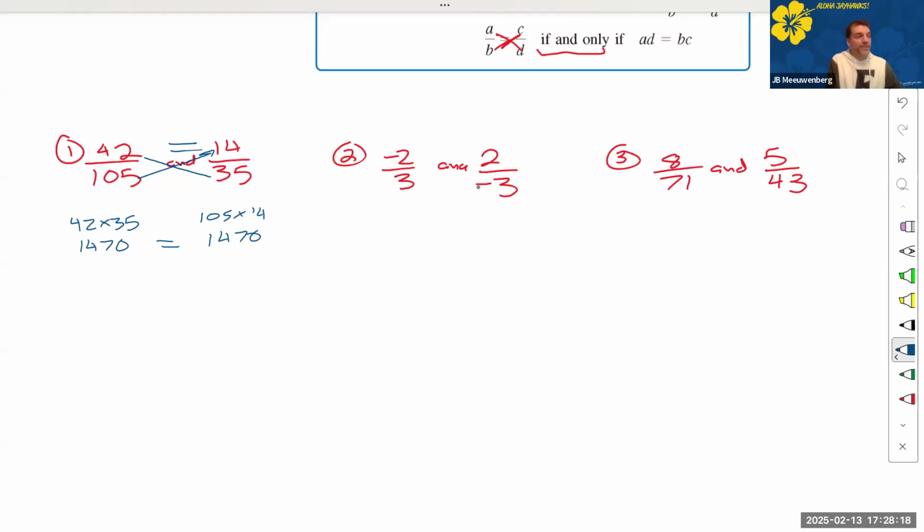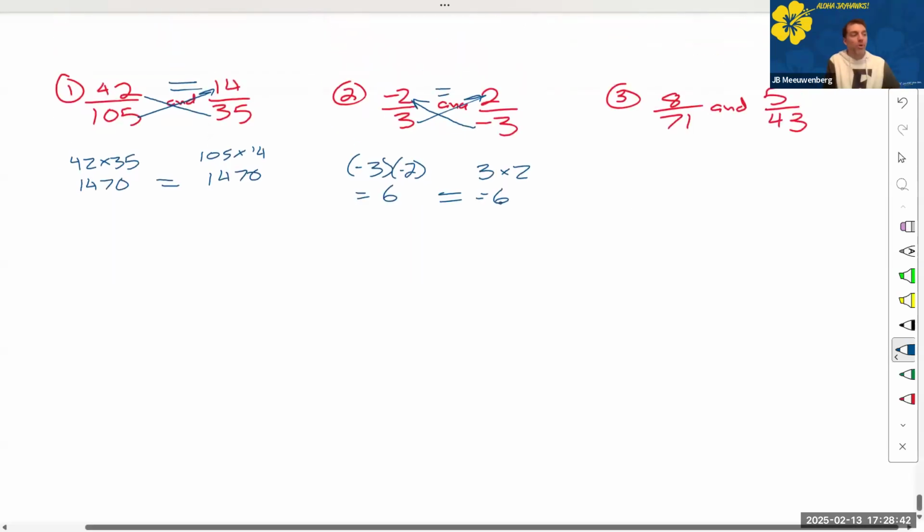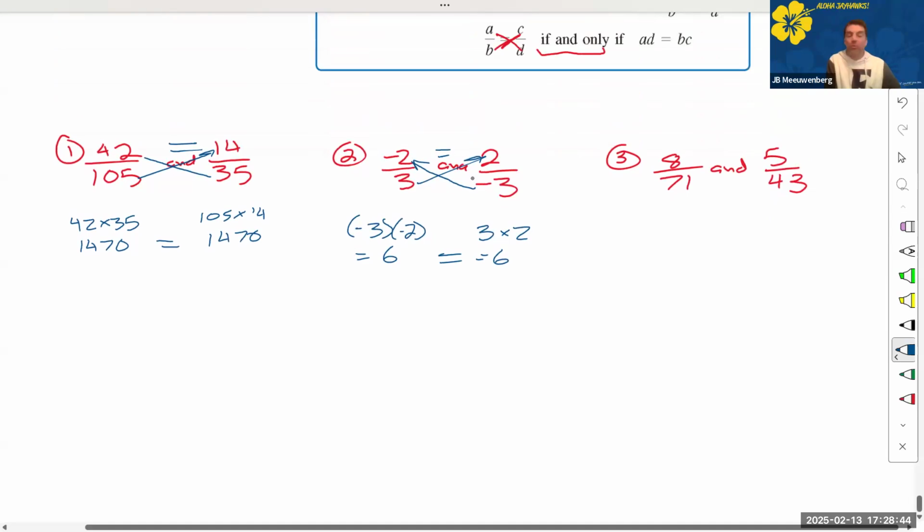For the second one, we look at our cross products. -3 times -2. Well, that is equal to a +6, 2 negative numbers. And then we have 3 times 2, also +6. The cross products are equal, so the original fractions are equal. And did you notice that spoke to what we talked about moments ago? The negative can be on top or the bottom, doesn't matter.